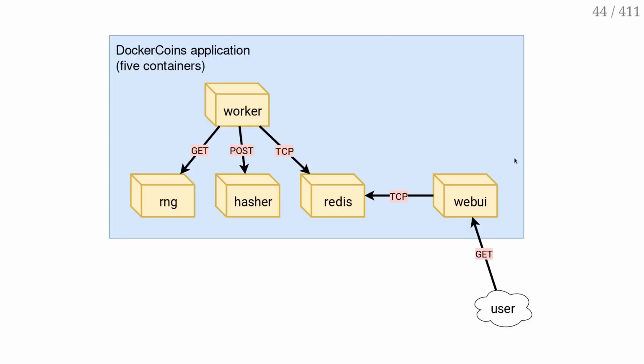So this is a little diagram to show that. We have the worker doing get requests to RNG, the random number generator, then posting the result to Hasher, and then communicating with Redis to increment the counter. And the web UI is also communicating with Redis to retrieve the value of the counter, and us, the user here, is looking at the web UI.